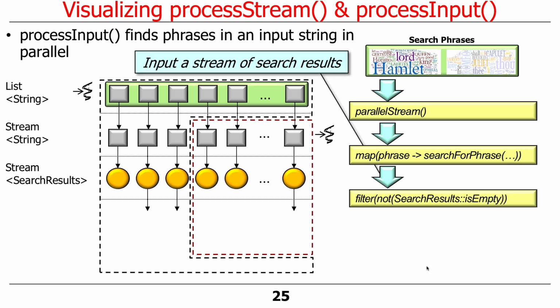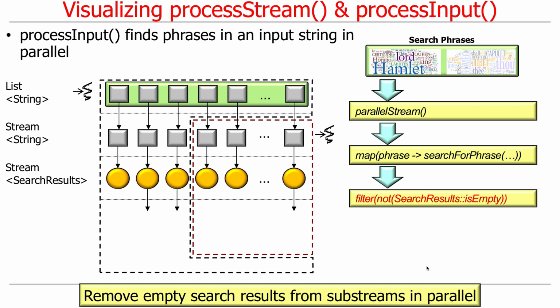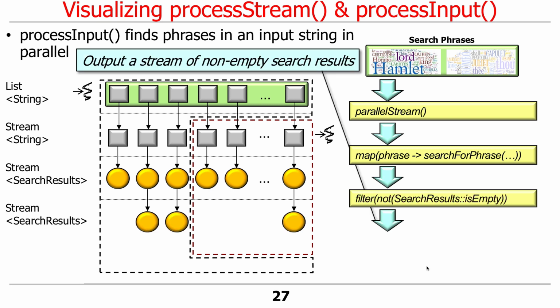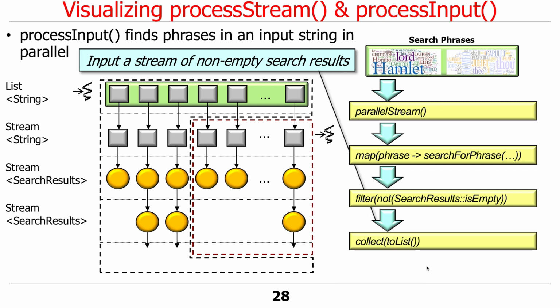Now, because a lot of these things may be empty, we're going to filter everything. We're going to get rid of anything that is empty. We're only going to let things through the filter that were not empty. And so we'll end up removing the empty search results from the substreams, which also runs in parallel. So we'll end up probably with a greatly reduced set of results.